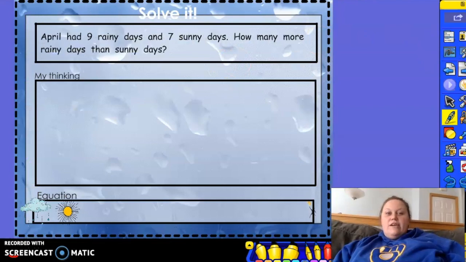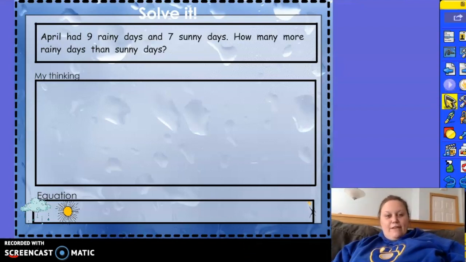another flip chart with our story problems, and we'll solve this one together. Listen carefully. April had 9 rainy days and 7 sunny days. How many more rainy days than sunny days. This is a little different than a story problem we've done before.